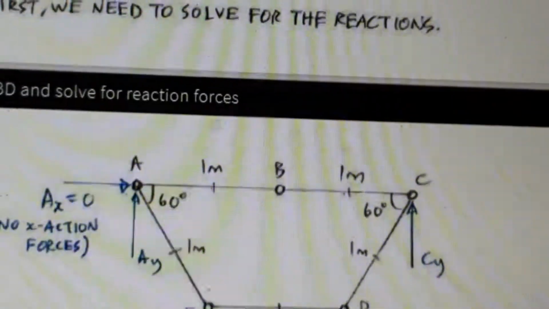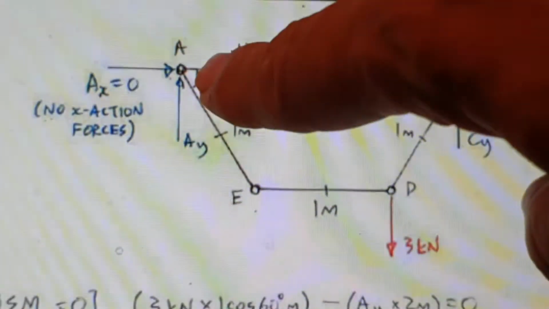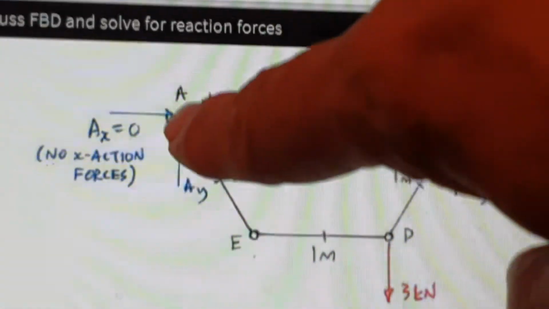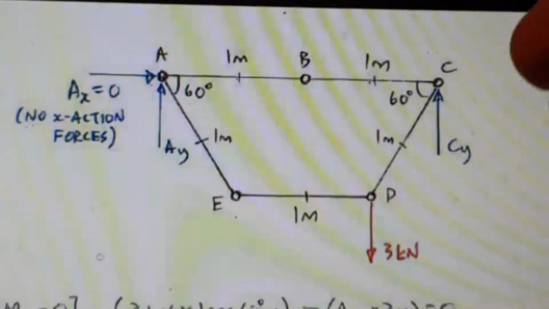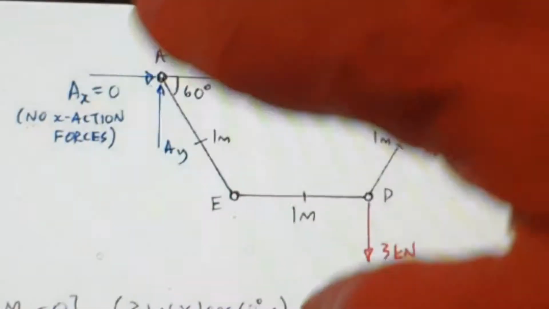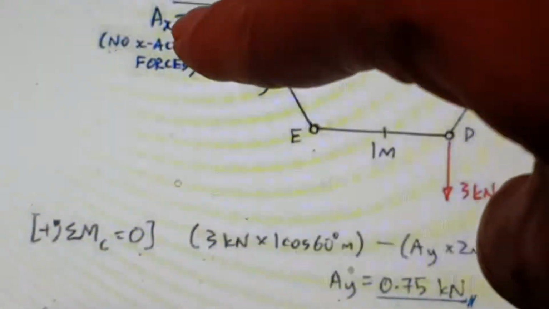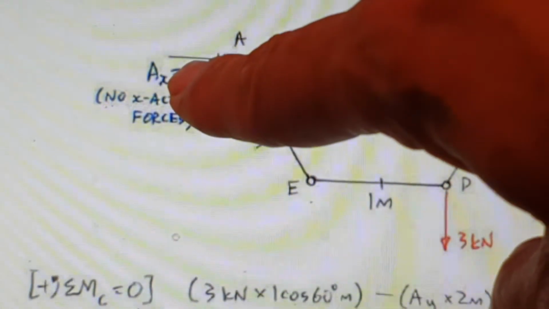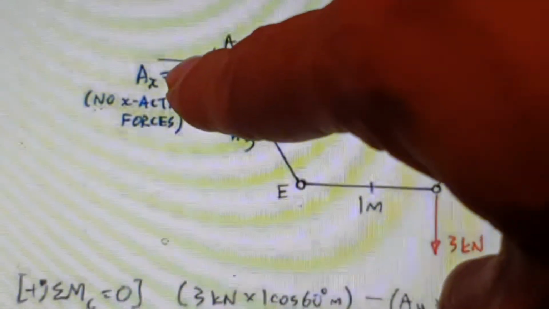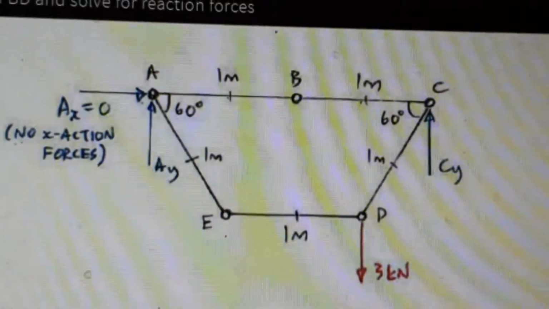So let's look at the free body diagram. See, he did not include anything inside and he just put AY, AX, CY, and 3 kilonewtons. Why did he say that AX is equal to 0? Because if you do summation of forces in the x-axis, there is nothing else in the x-axis. So summation of forces in x equal to 0 means that AX equals 0. There are no other forces in the x-axis.